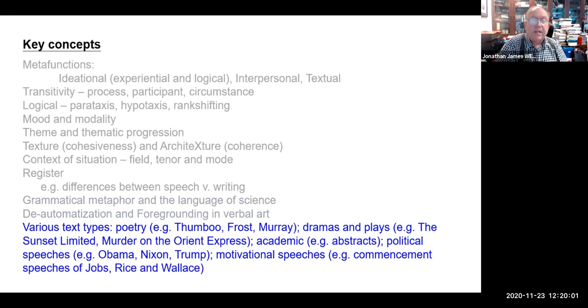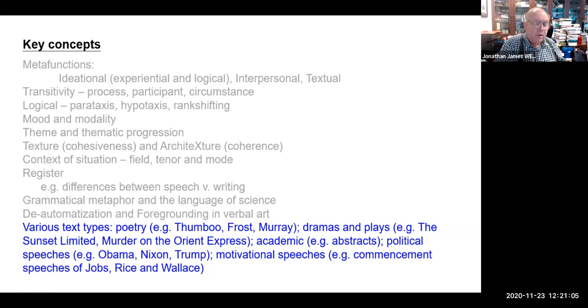Now, we looked at various text types throughout this course. We've looked at poetry. We've looked at dramas and plays. We've looked at academic use. You especially have looked at abstracts, political speeches, motivational speeches. I ask you to go back and look at those examples and be aware of what we said about what was taking place. Yes, you should be prepared to talk about poetry. You should be prepared to talk about dramas, plays. I'm not identifying what kind of text will be the focus of the exam. I want you to go over and be prepared to make observations about whatever kind of text we have looked at throughout this course.